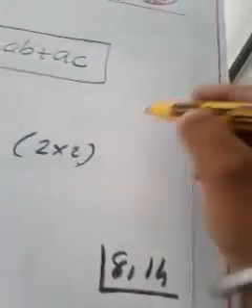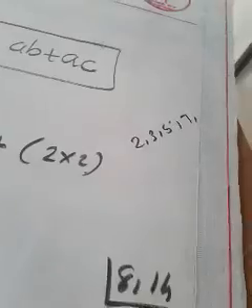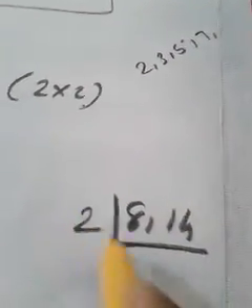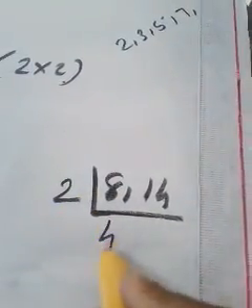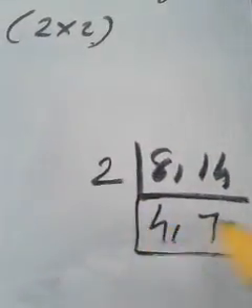Which are the prime numbers? 2, 3, 5, 7, etc. are the prime numbers. So which is the least prime number by which we can divide 8 and 14 together? 2. Then in 8 how many 2s? 4. In 14 how many 2s? 7. The next two numbers are 4 and 7.